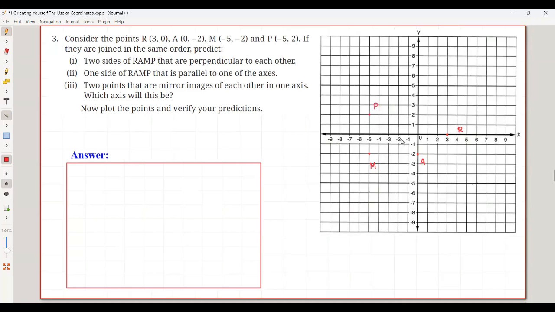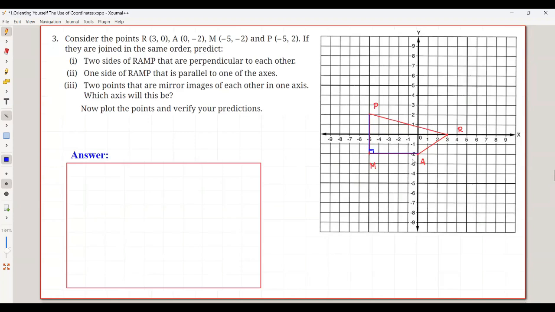Now I have to join the points in order: R, A, M, P. So I have joined the points and I am getting RAMP. It's like a quadrilateral. Now we have to answer the question. Which two sides of RAMP are perpendicular to each other? PM and MA.